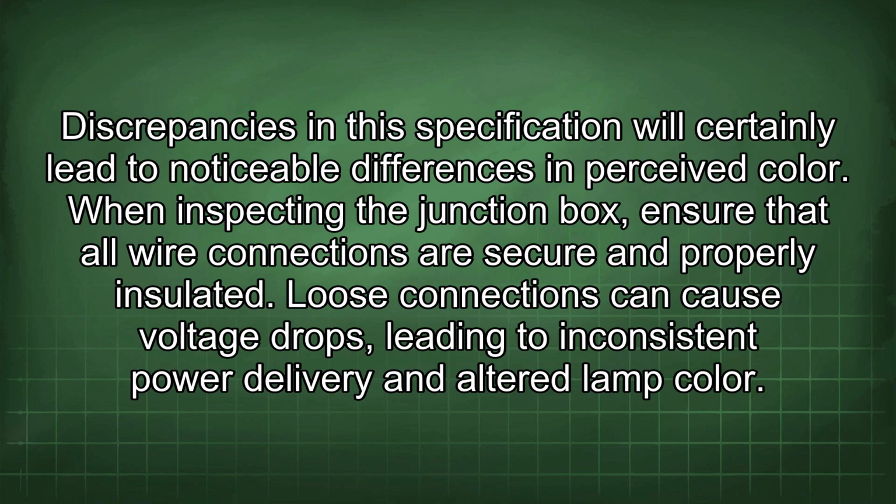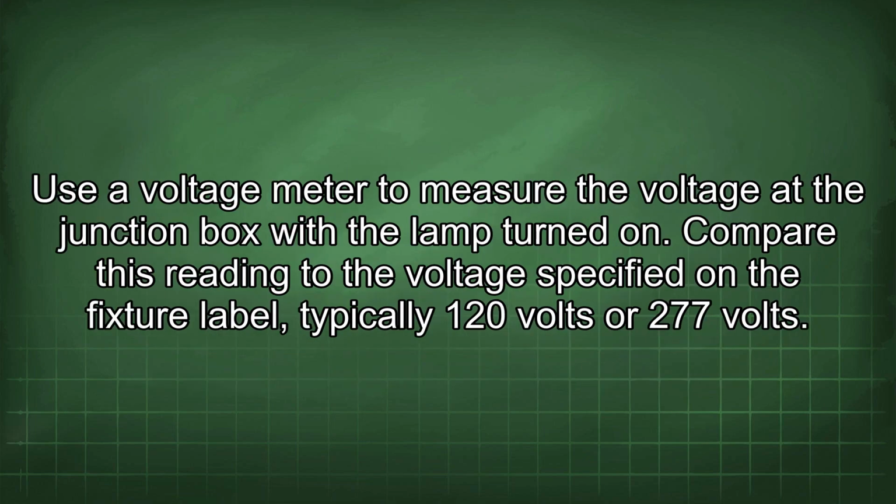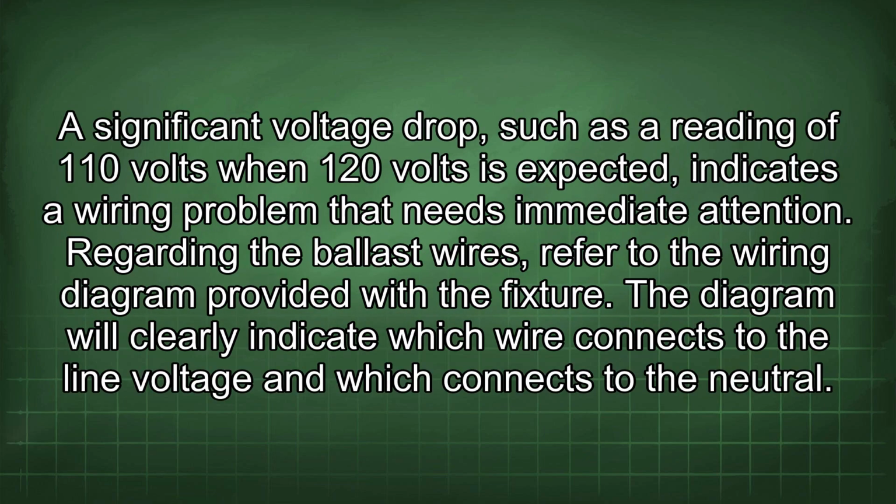When inspecting the junction box, ensure that all wire connections are secure and properly insulated. Loose connections can cause voltage drops, leading to inconsistent power delivery and altered lamp color. Use a voltage meter to measure the voltage at the junction box with the lamp turned on. Compare this reading to the voltage specified on the fixture label, typically 120 volts or 277 volts. A significant voltage drop, such as a reading of 110 volts when 120 volts is expected, indicates a wiring problem that needs immediate attention.